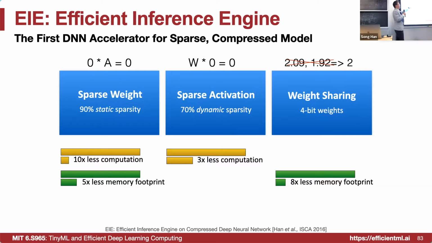And finally, by weight sharing or quantization, we can easily quantize the neural net to 4 bits for the weights only. Okay, so that saves about 8 times compared with the 32-bit floating point representation, which we're going to dive deeper into next lecture for quantization and weight sharing.